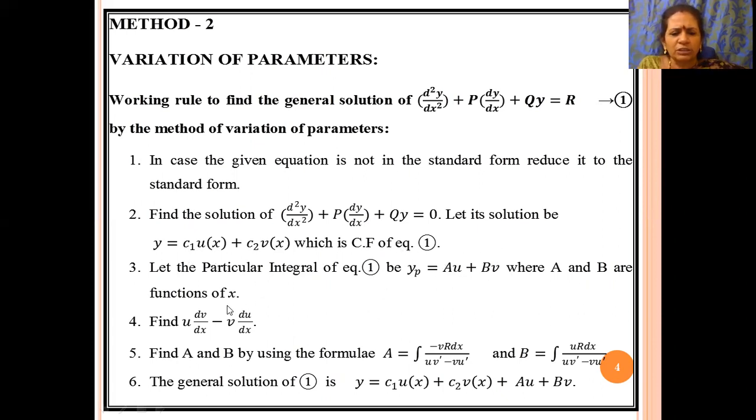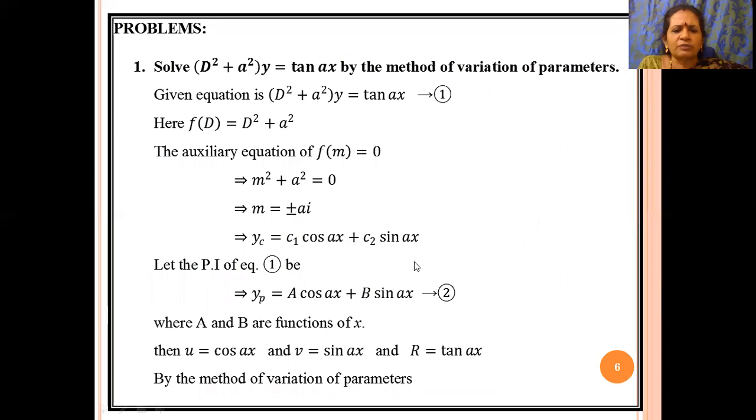So using these two, you should find the value of u into dv by dx minus v into du by dx, right? After that, for applying the variation of parameters, we need to calculate A and B values. So the A formula is this one, the B formula is this one. After getting A and B, you can write down the general solution. The same steps we applied here.